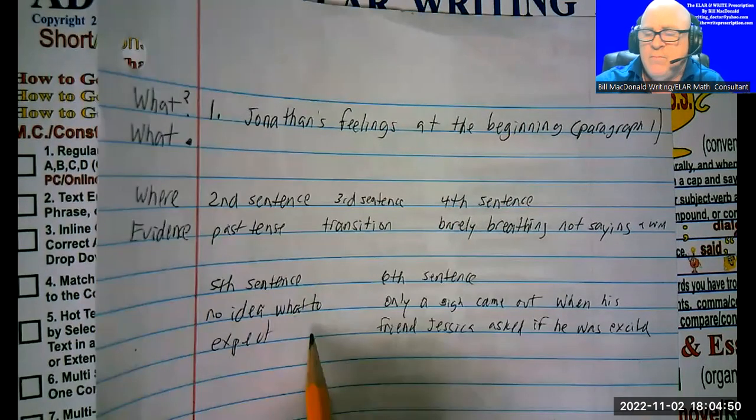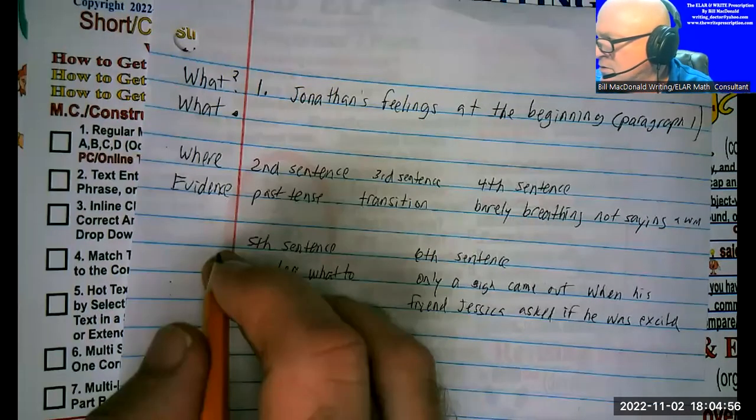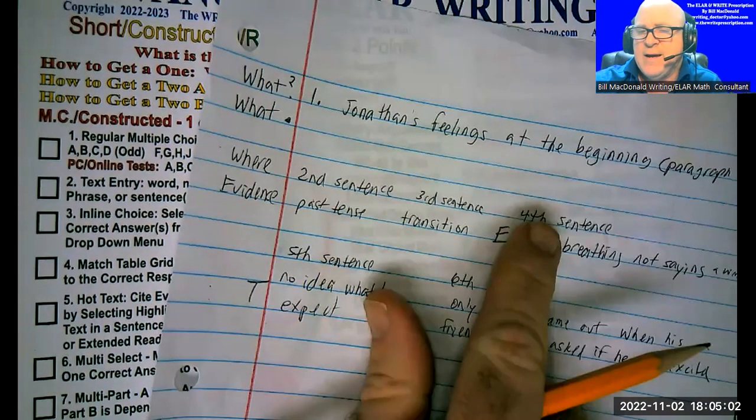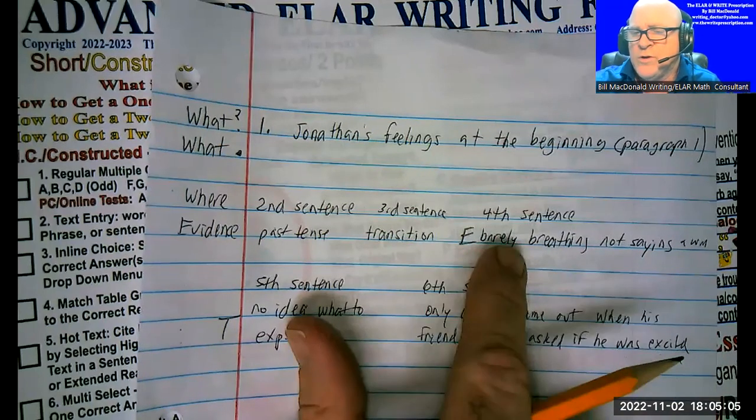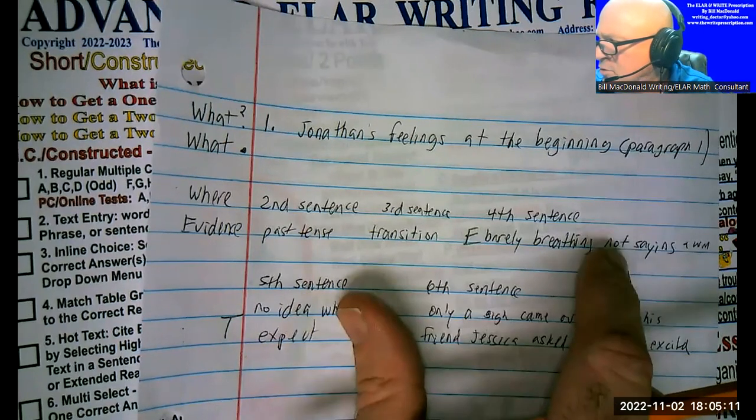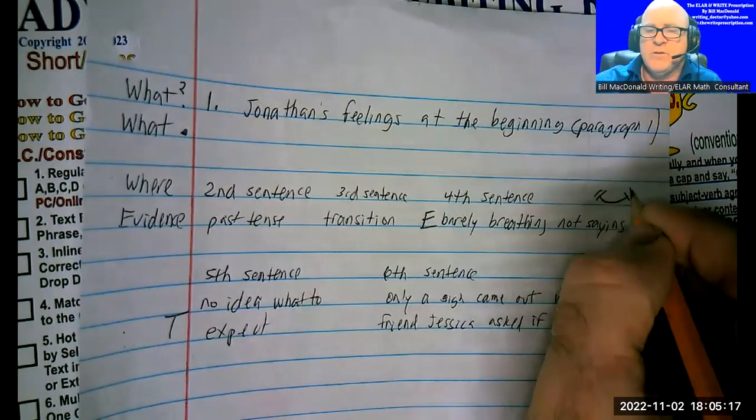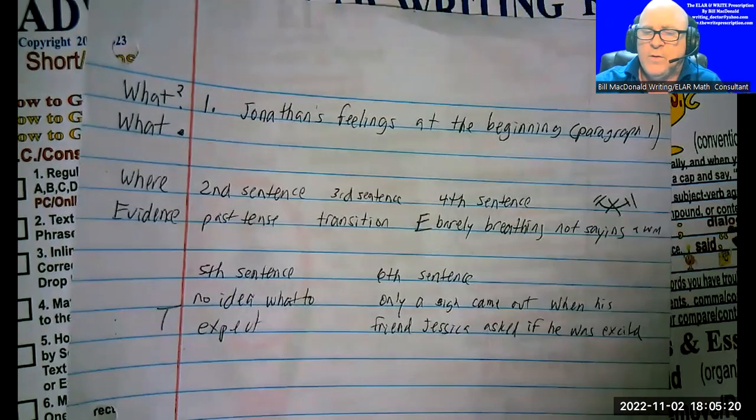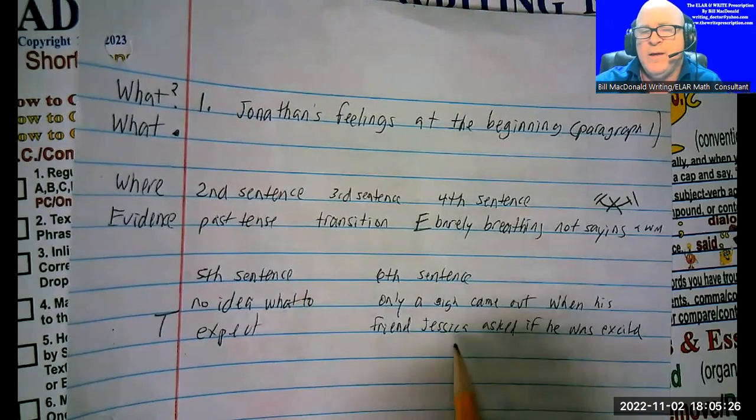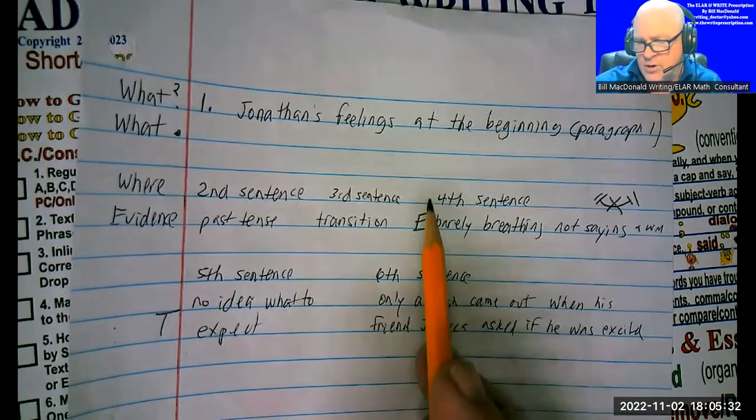That means in his mind, he's basically sharing his thoughts with you here. He's not telling you his emotions here. He's showing them by the way he's acting. He can't even breathe. No words are coming out of his mouth, so there's no noise. Okay, so there, if you can imagine dialogue, I would put an X there because there's nothing being said. Only a sigh came out when his friend Jessica asked him if he was excited. So all of these would be examples of evidence that show Jonathan's feelings in paragraph 1.